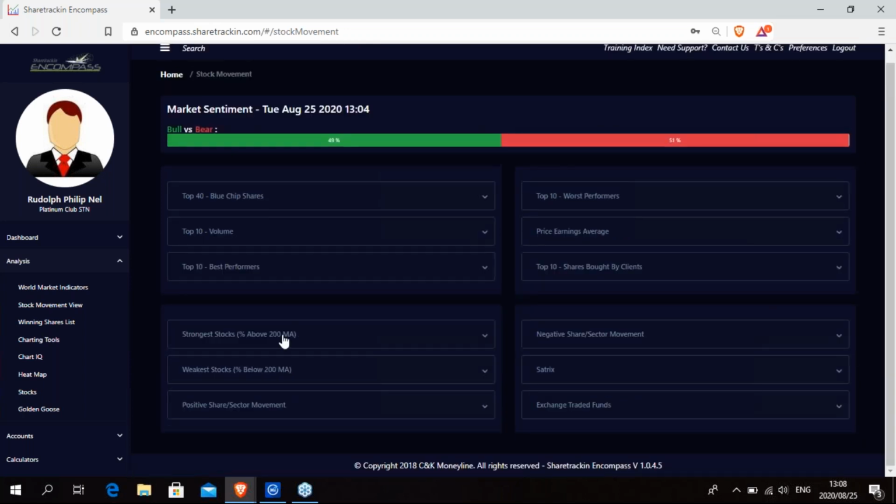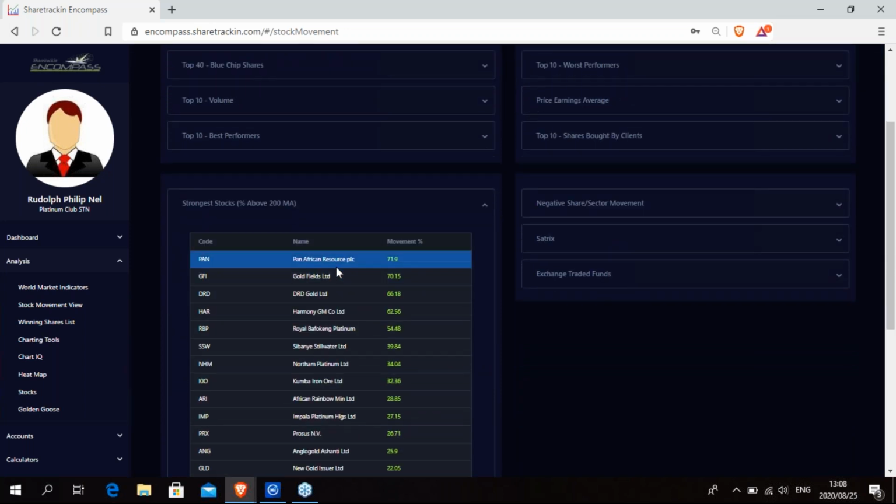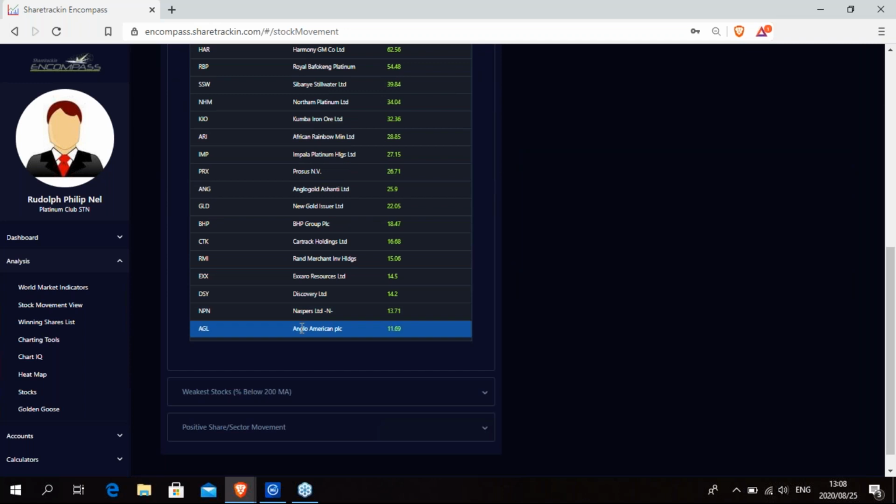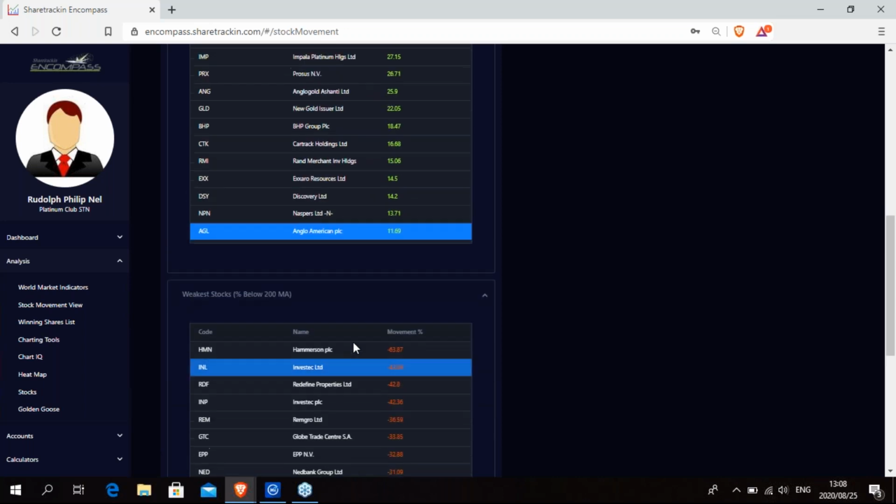Then you get your strongest stocks, percentage above and percentage below 200-day moving average. Now I'll give you a quick tour on how the 200-day moving average basically works. Now you'll see, for instance, Pan Africa Resource PLC is 71.9% over the 200-day moving average, which right at the bottom you'll find a share like AGL, Anglo American PLC, which is 11% above the 200-day moving average. Okay, then you also get your weaker stocks below the 200-day moving average line.